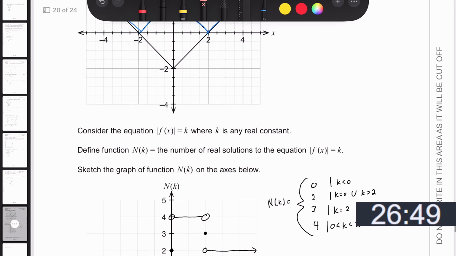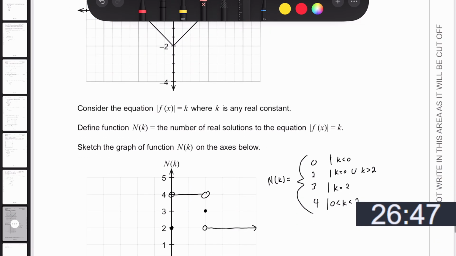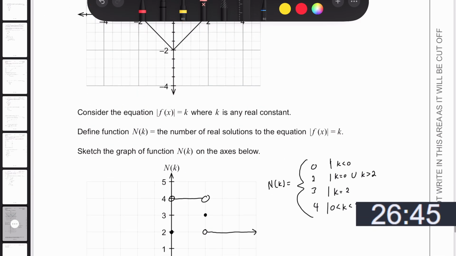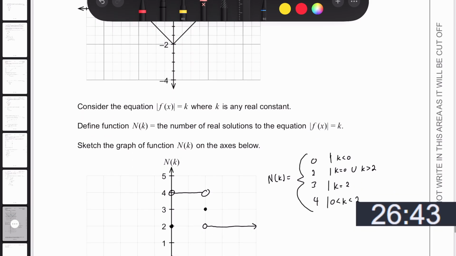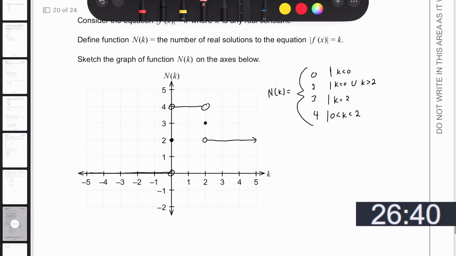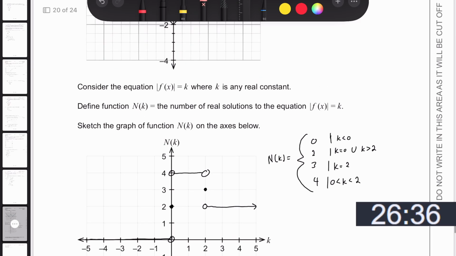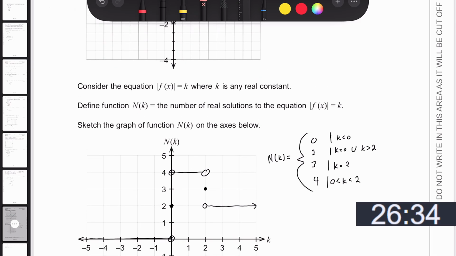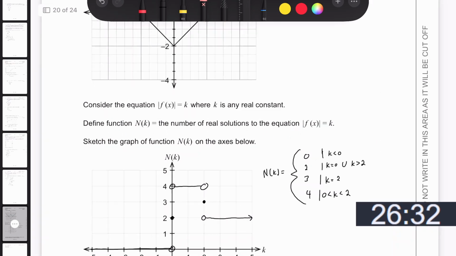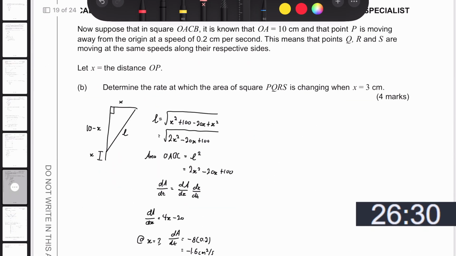So let's see, when you're at 0, you have 2 solutions. If you're between 0 and 2, you're going to have 4. If you are at 2, you're going to have 3. Anything above 2, you'll have 2 solutions. Okay. Pretty happy with that.